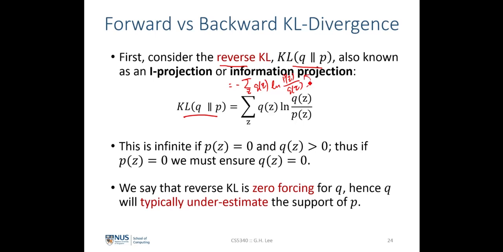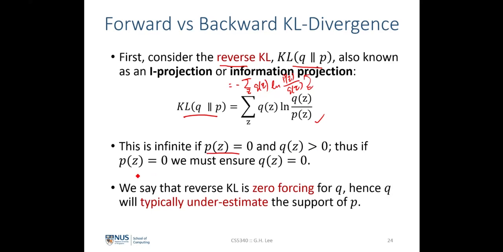But if we were to flip these two around, then the negative sign will be absorbed. And in the end, we'll end up with this particular expression over here. What's interesting with this expression is that we see that it will become infinite if pz equals 0, because we'll be dividing something by 0, and qz is more than 0.